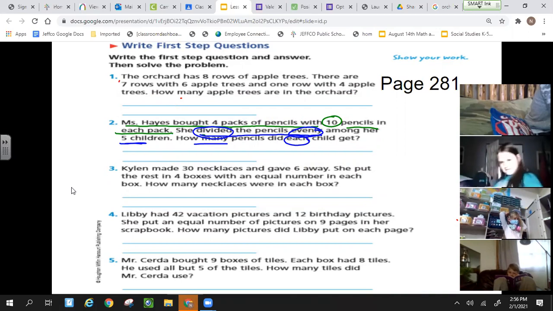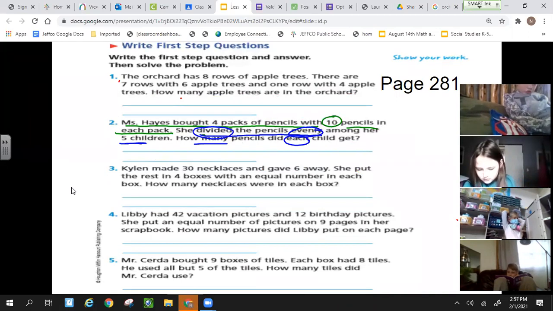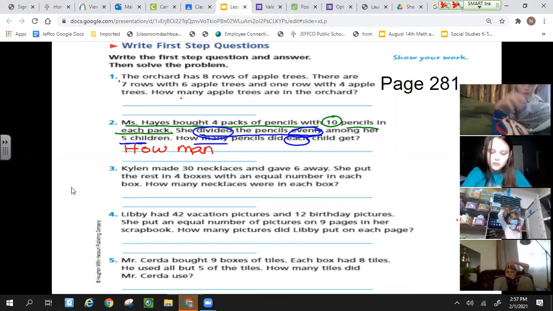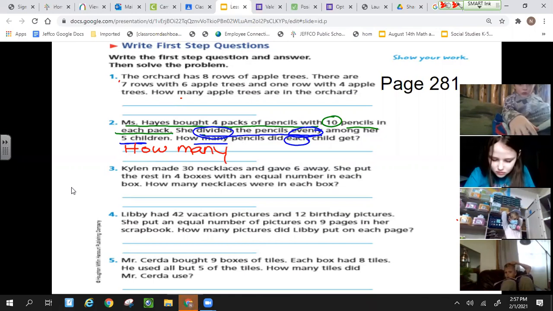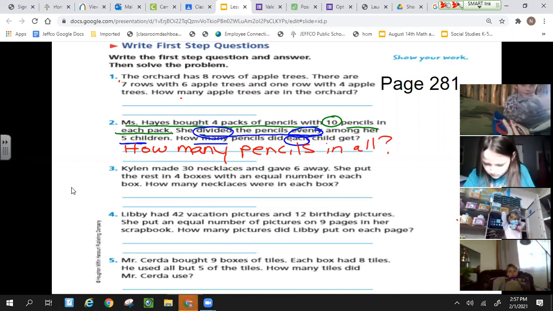We are going to divide, but before we can divide, we have to know something. We need to know how many what? How many pencils does Mrs. Hay have? How many pencils in all? Right? I need to know that first. So here's where you're going to divide it.